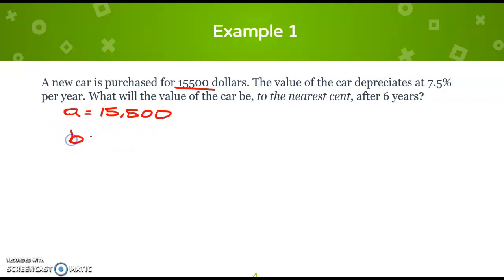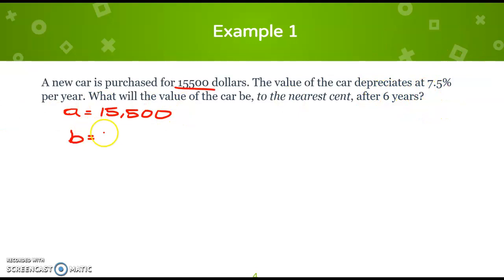b is going to be my growth or decay rate. So what's happening to this car? Well, it would be great if this was exponential growth, and as we drove it off the lot, it just kept getting more valuable. That would be awesome. But unfortunately, that's not how it works. And when you drive the car off the lot, your car immediately depreciates in value, meaning that it goes down.